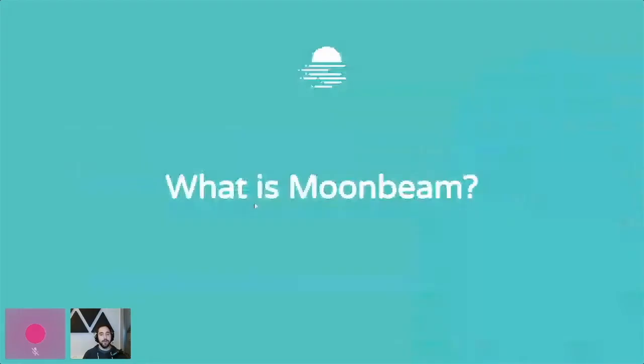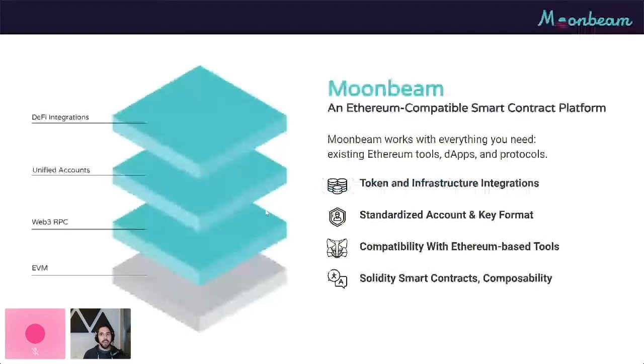So I guess the first question we have to ask ourselves is what is Moonbeam? And the most basic definition is that Moonbeam is an Ethereum-compatible smart contract platform. Basically, at its core, it has an EVM. So this means that it provides compatibility for Solidity smart contracts, or actually anything that compiles to EVM bytecode. Then we have different layers of functionalities on top of the EVM. The first one being a Web3 RPC, as you can see here.